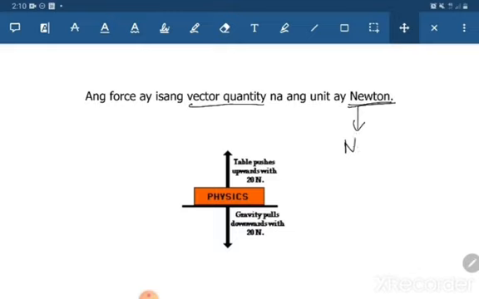N ang kanyang shorthand unit, and then if you are going to break this down, Newton is actually kilogram times meter per second squared. Okay? So dahil ito ay isang vector, you can use vector arrows to represent them in a vector diagram.